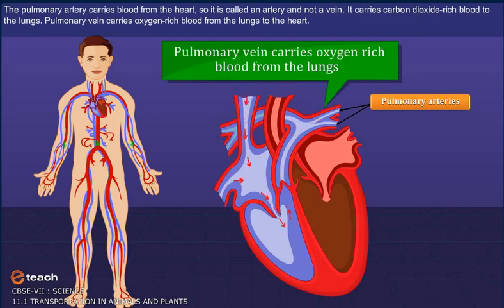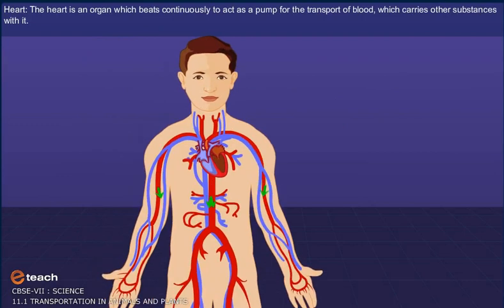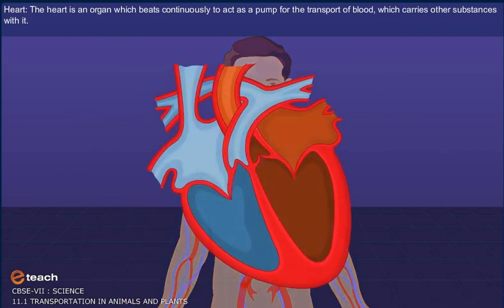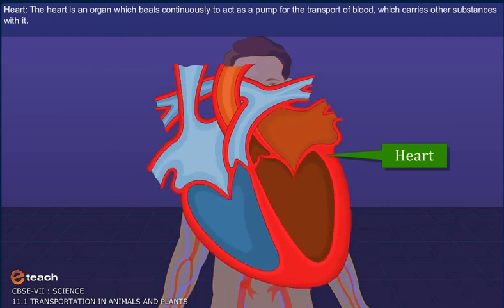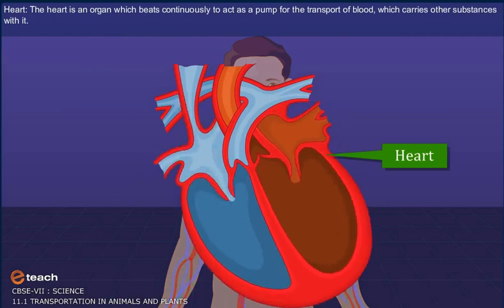Pulmonary vein carries oxygen-rich blood from the lungs to the heart. Heart. The heart is an organ which beats continuously to act as a pump for the transport of blood, which carries other substances with it.